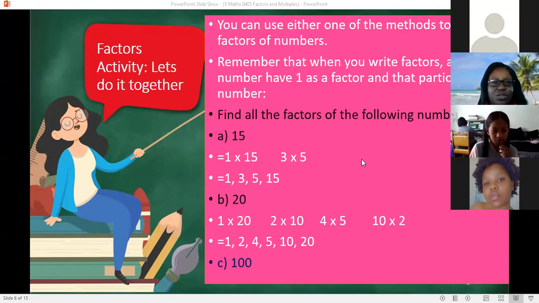Which one is short? 10 times 10. Yes, 10 times 10. Write 10 times 10 for me then.